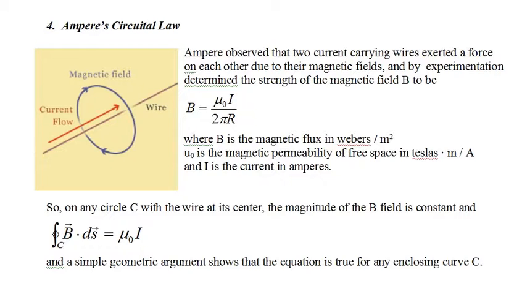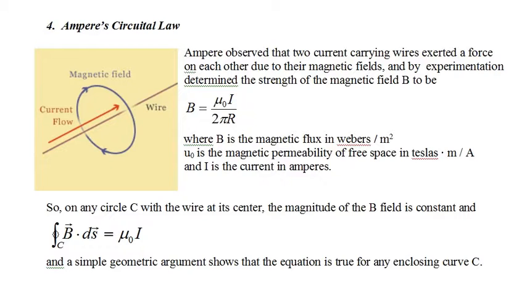Using a compass, he traced out the shape of the magnetic field around the wire, as we have seen, and he also discovered that two wires carrying current exert a force on each other due to their magnetic fields. By experimenting with two wires, he was able to determine the strength of the magnetic field given by the equation: the magnitude of B equals mu sub 0, the magnetic permeability of free space, times I, the current, divided by 2 times pi times r, that is, the circumference of the circle.